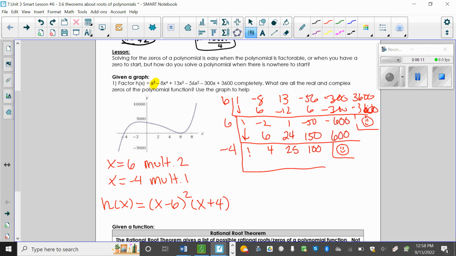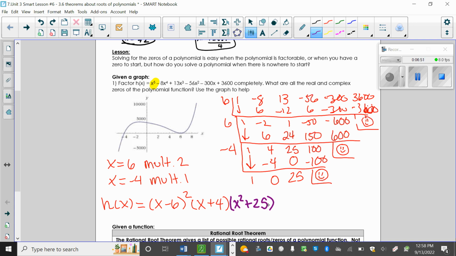So I divide by that: drop down, multiply, add, multiply, add, multiply. Awesome. I started out with a degree 5 polynomial, and I divided by 3 linear factors. Degree 5 divided by x minus 6 got degree 4, divided by x minus 6 got degree 3, divided by x plus 4 got degree 2. So my remaining polynomial factor is x squared plus 25.